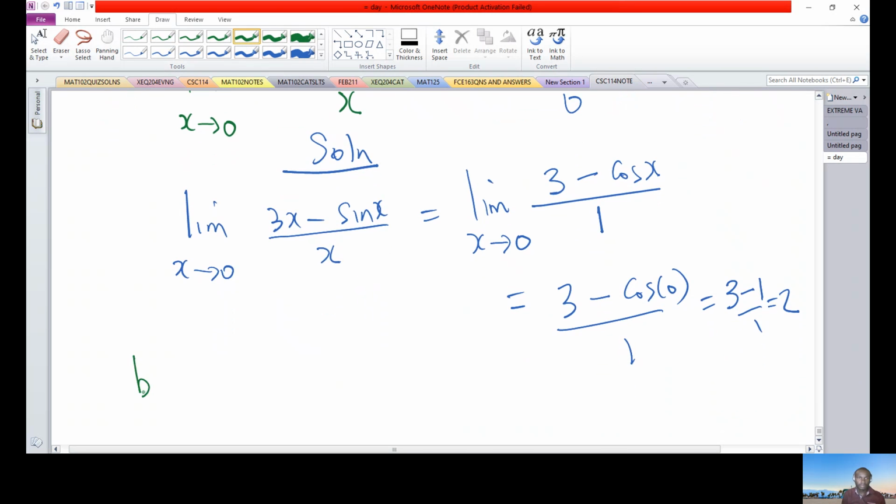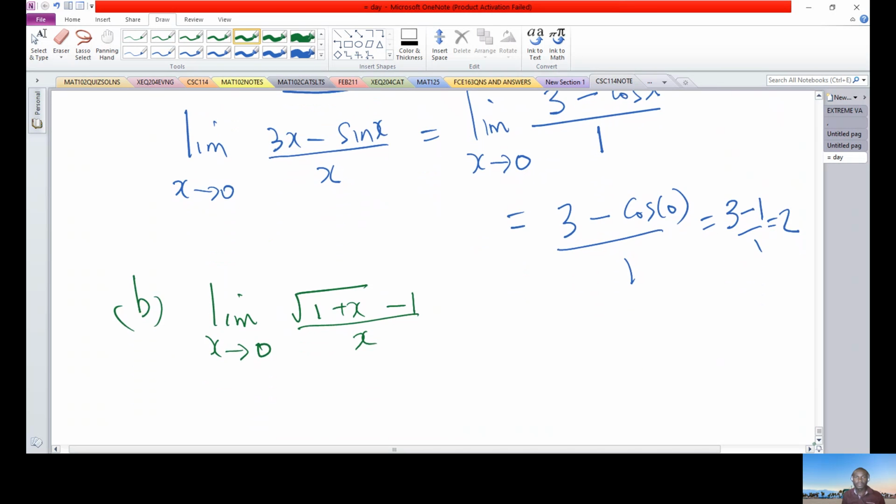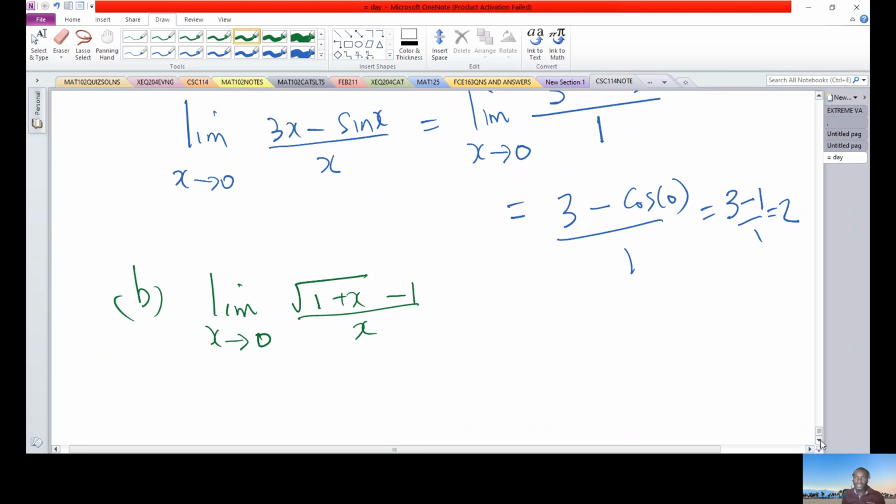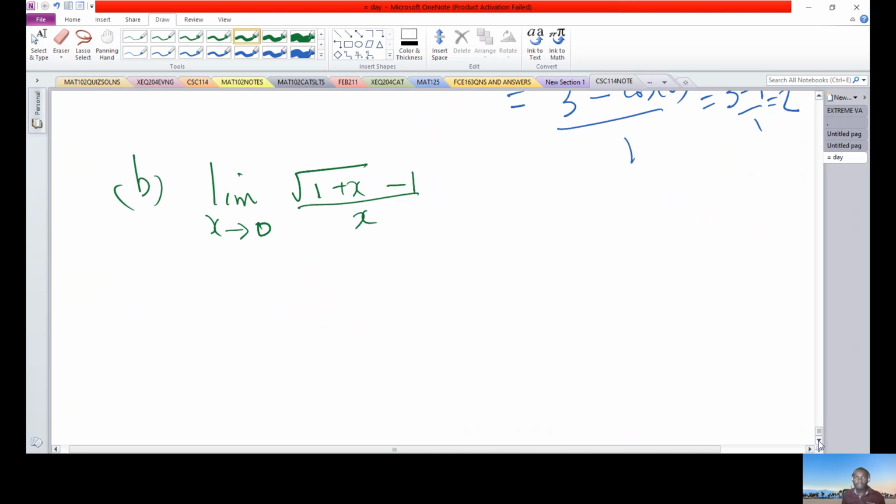Example 2: the limit as x approaches 0 of (square root of 1 plus x minus 1) over x. The first thing you have to test is that the functions satisfy one of the two indeterminate forms, 0 over 0 or infinity over infinity. Don't just start differentiating without testing.